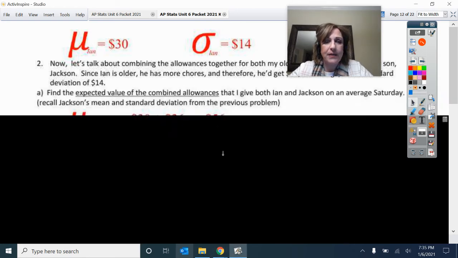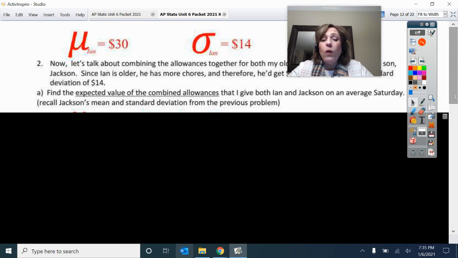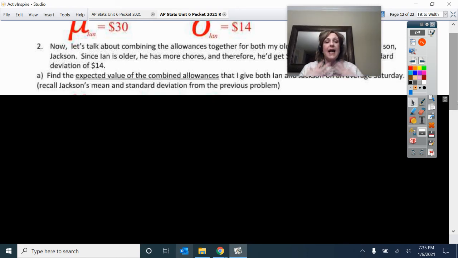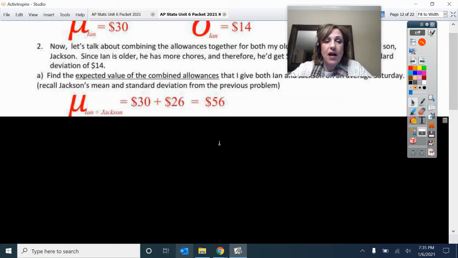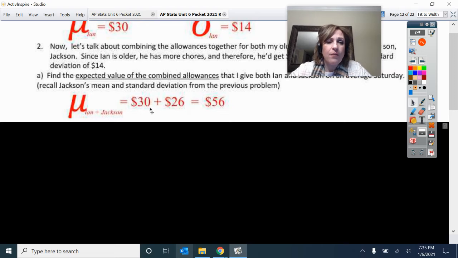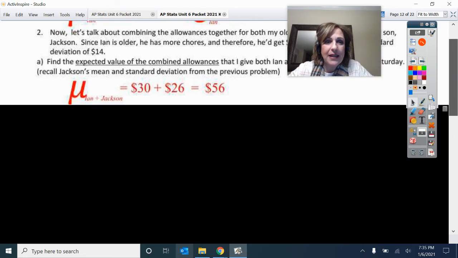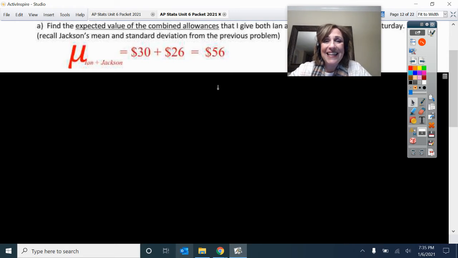Okay, so let's see what happens. What do I need to budget, as far as paying my children weekly on average? What do I need to plan on giving my children? So I want to combine them. That's just adding together the 30 plus the 26, Ian's average plus Jackson's average. So on average, I need to plan on giving $56 to my kiddos for their weekly needs.